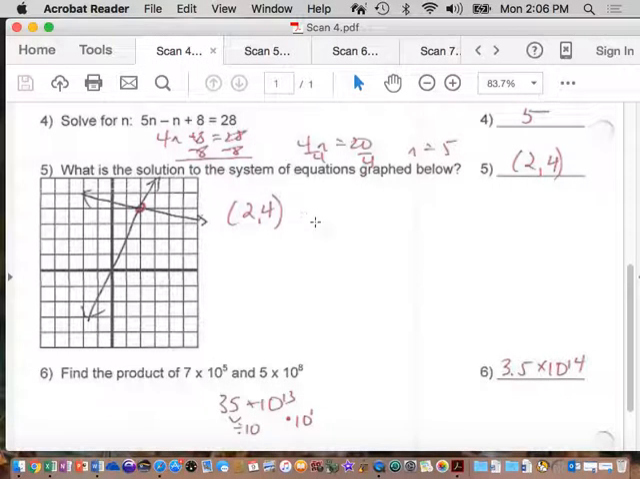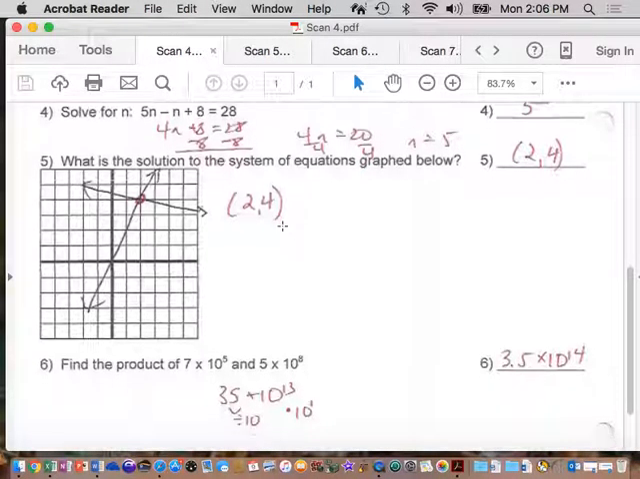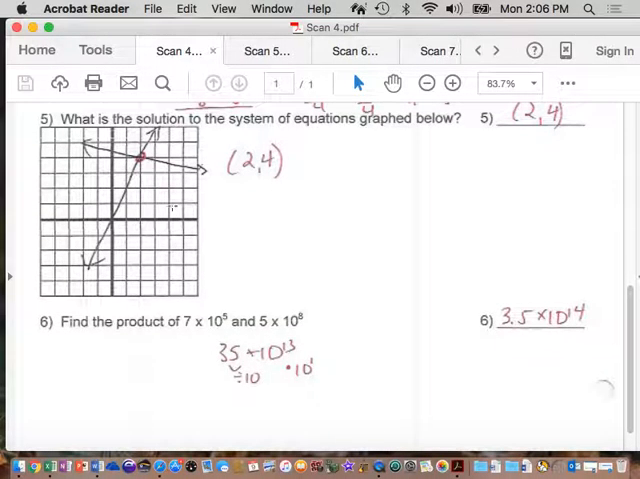This is the same side situation. Finding the solution to the system, it's just the coordinates of the points where the graphs meet, 2, 4.